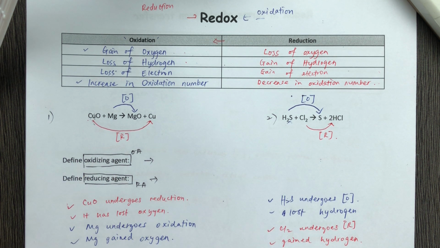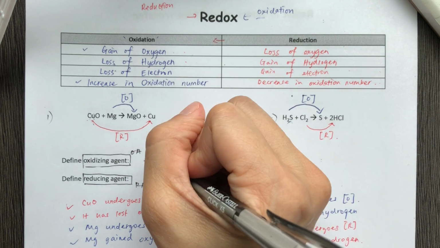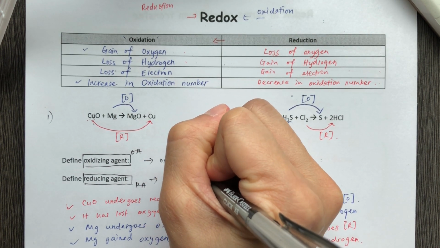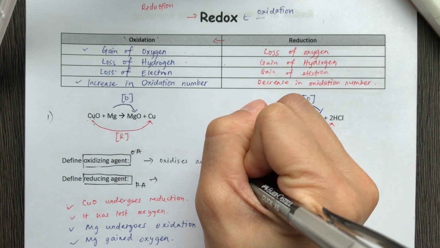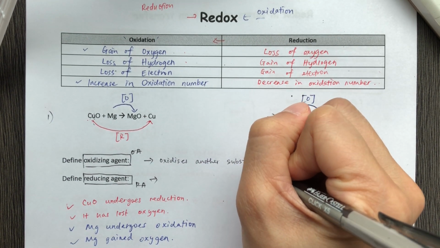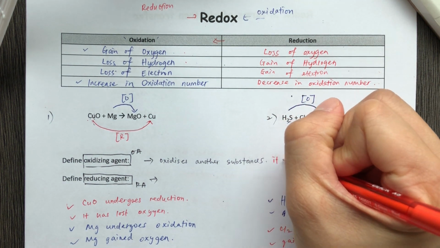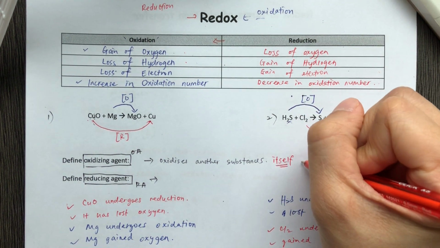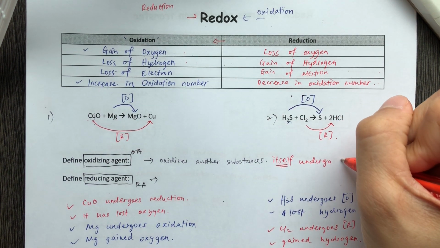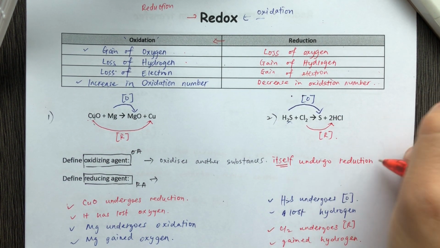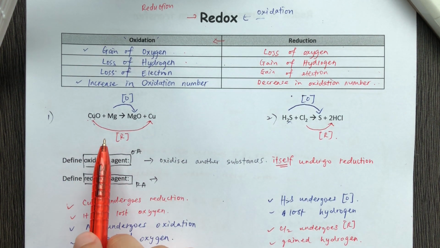Right, so what's the meaning of oxidizing agent? Oxidizing agent means it is a substance that oxidizes another substance. So oxidizing agent means it oxidizes something else. How do you know something has oxidized another thing? It's very simple. If you oxidize another substance, that means you yourself undergo reduction.